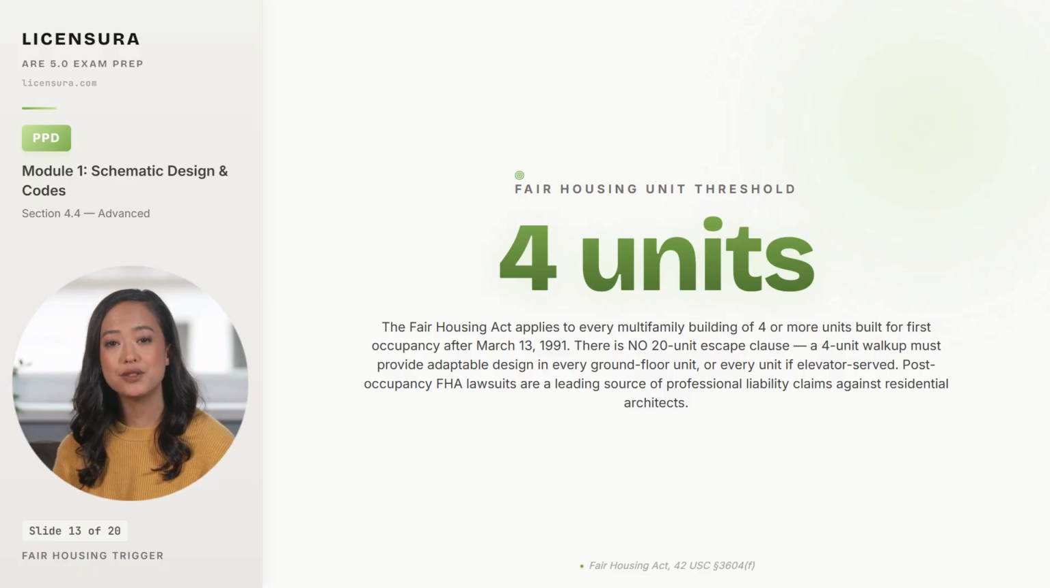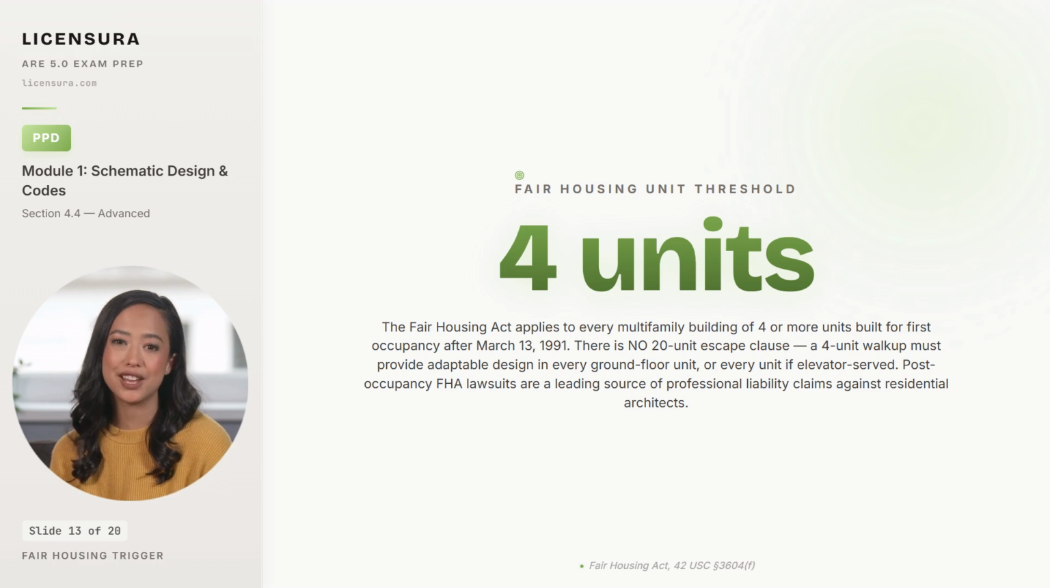Most architects assume that small buildings escape the rule because they escape the IBC 20-unit threshold, and that assumption is the single most expensive mistake in residential practice. HUD enforces FHA, and complaints can result in compensatory damages, civil penalties, and injunctions requiring the building to be retrofitted at the developer's cost. Costs that the developer then turns around and sues the architect for under professional liability. The post-occupancy FHA lawsuit is one of the leading claim categories in residential design errors and omissions. You read the FHA scoping every project, regardless of unit count.